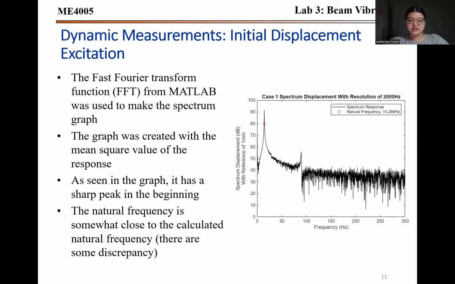And as you can see, there's an initial spike in the beginning, and the natural frequency that I calculated does not quite fully reach it. I do think it's because of discrepancies, such as noise or other things, maybe vibrations and stuff like that.